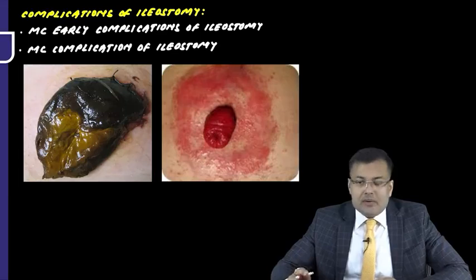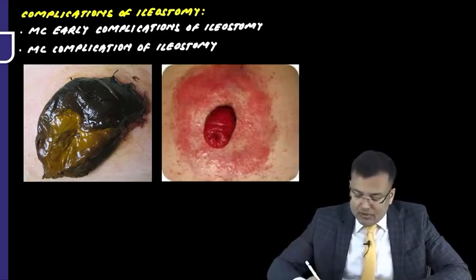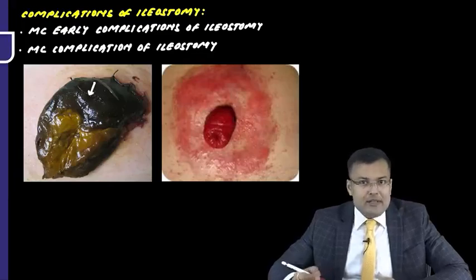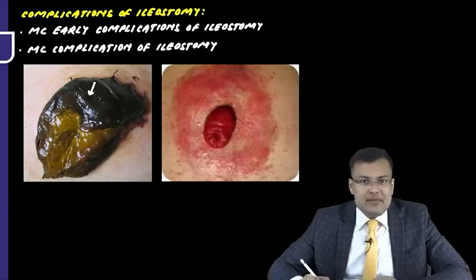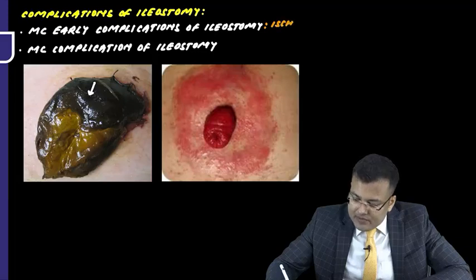Now see what is the most common early complication of ileostomy. Whenever we create an ileostomy, we have to observe the color of the ileostomy and it should be pink. Here you can see within a very short duration it becomes dusky and after that it becomes black. So what happens? There is ischemia or necrosis. The most common early complication of ileostomy is very important: ischemia or necrosis.